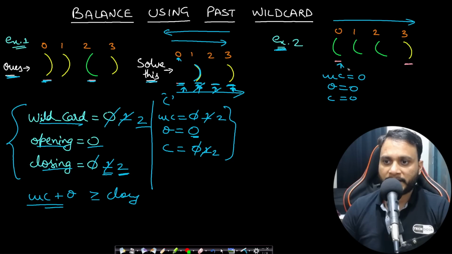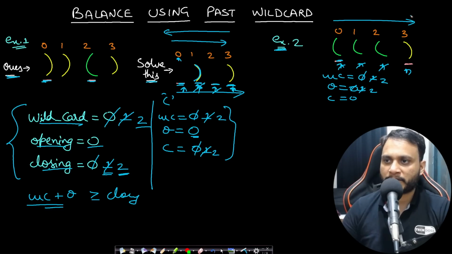We will be starting at index 0, and this is a wildcard here. So I'll be increasing the wildcard count, opening bracket count, and then a wildcard count. We did not see a closing bracket, and since we are moving from left to right, I am checking if we have more closing brackets. So we do not have more closing brackets.